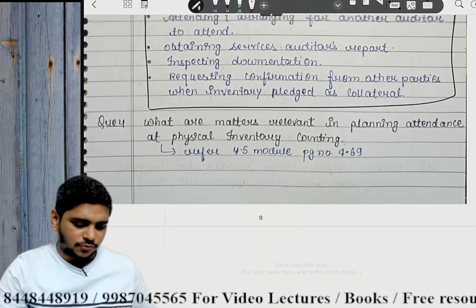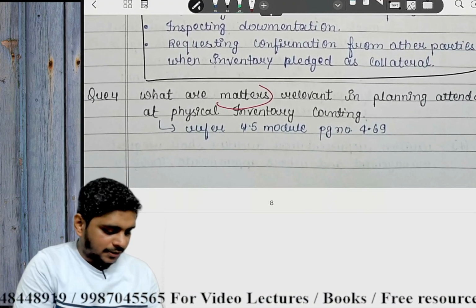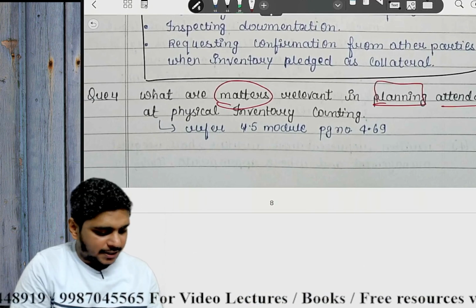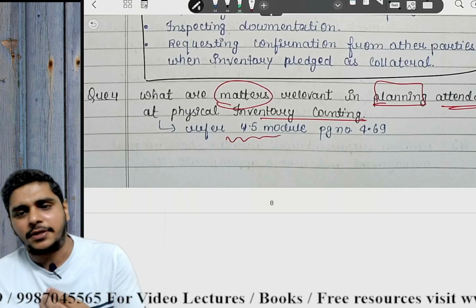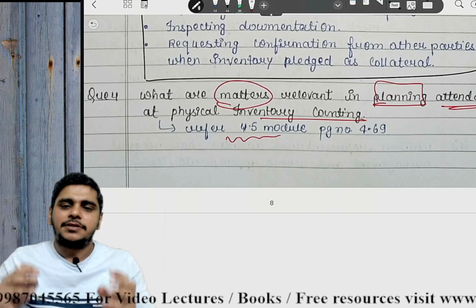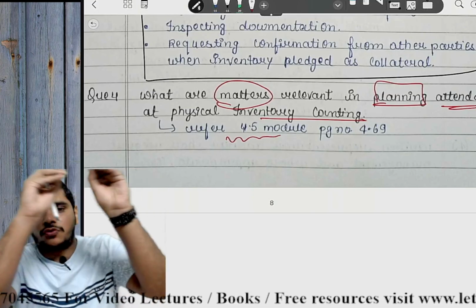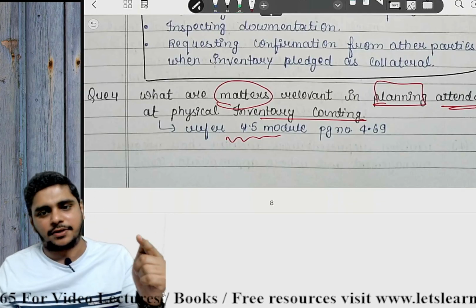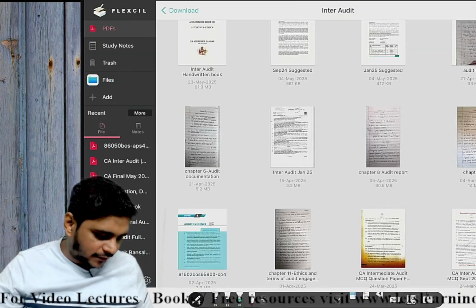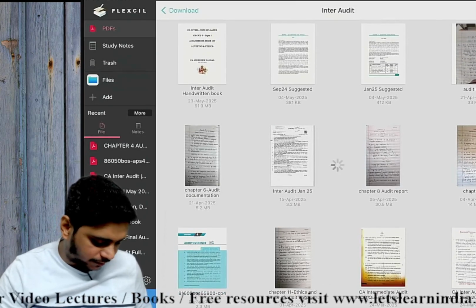Same question in the notes. What are the matters relevant in planning the attendance at physical inventory count? Refer 4.5, module page 4.69. Direct question it is. See, in case-based questions also, they will first go around the story, but eventually they will be asking what you have to write. It will be at the last part. Understood? The previous question, joint audit of financial statement.